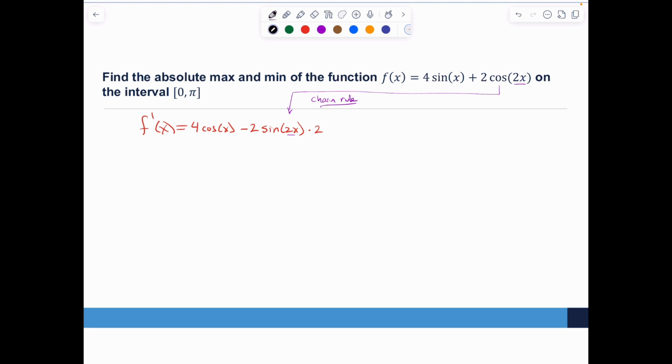I set the derivative equal to 0. Oh, let's make that a 4. And then we cry because we don't know what to do. No, we don't do that.